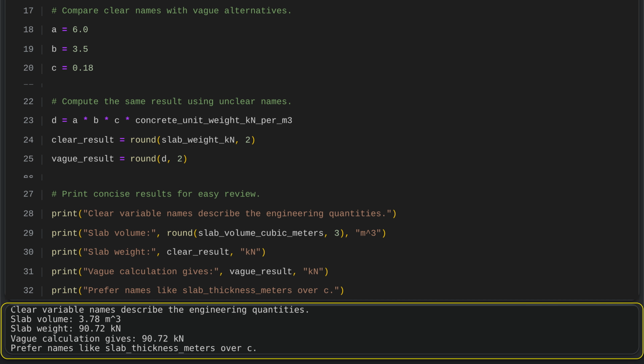This example shows why clear variable names matter in engineering calculations. It computes a concrete slab's volume from its dimensions, then finds its weight using the concrete's unit weight. A version with vague names gives the same result, but is harder to understand and easier to misuse. Descriptive naming makes the calculation clearer, safer, and easier to check.